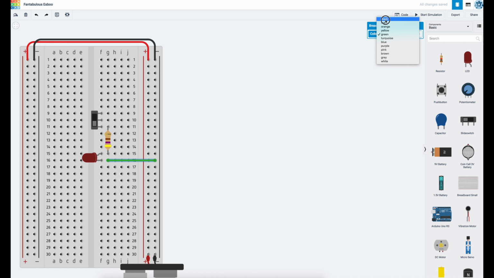Connect the shorter end of the LED to the black column, which is the ground. Connect the end of the switch to the red column, which is the power. The red is positive and the black is negative. This is similar to the schematic we made earlier. To see if your circuit works, press the simulation button.